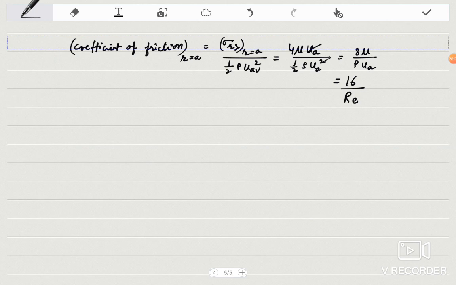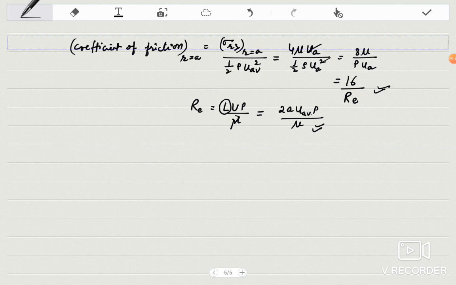How will you calculate your Reynolds number? Your Reynolds number is L U rho upon mu. In this case L means the length. What will be your length? It will be diameter, so 2A. U means U average. So you can calculate it, and if you put it in the coefficient of skin friction, you will get 16 upon Re. This is Reynolds number. So in this way you can calculate all these values.